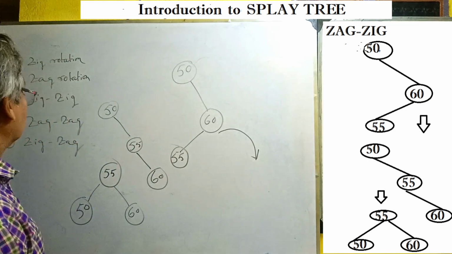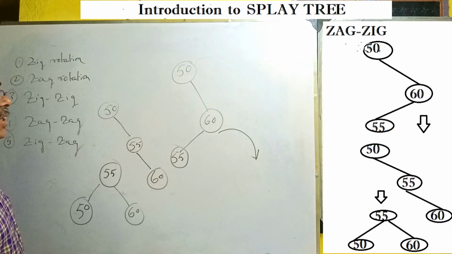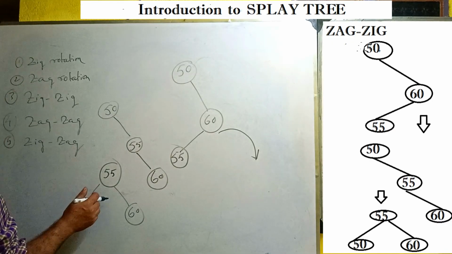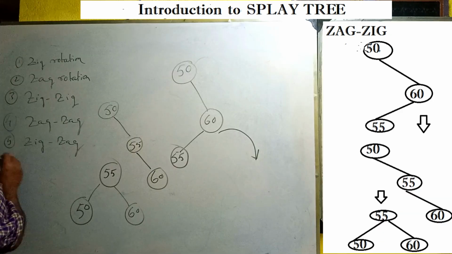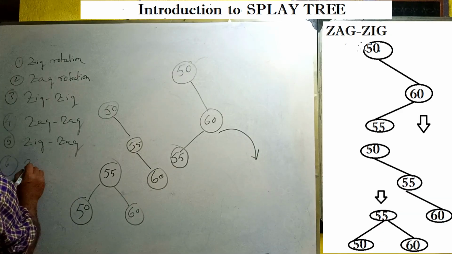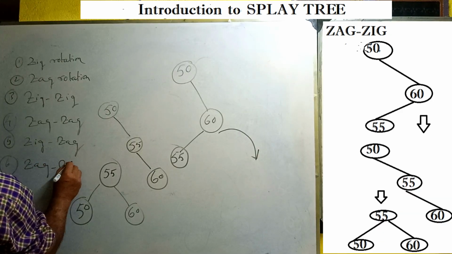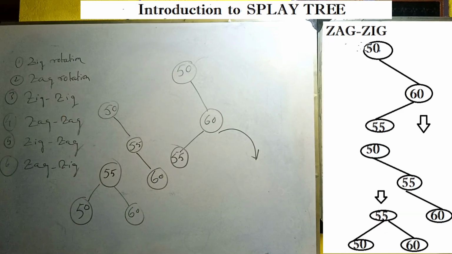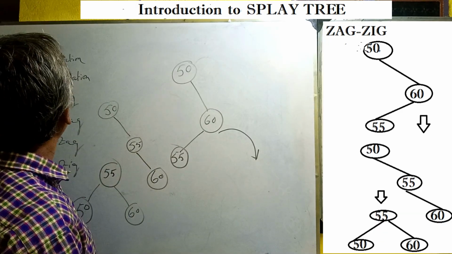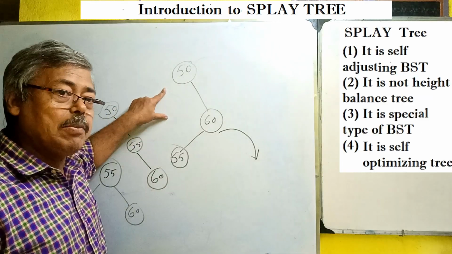That is, the operation name is jack-jig. That is the sixth operation, jack-jig. Okay, so we have seen the 6 types of operation.